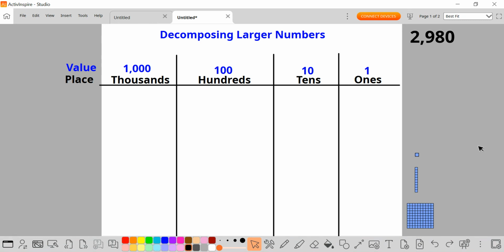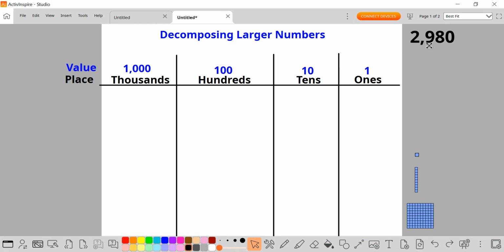All right, previously we talked about our places and their values. So our values are in blue, and our places are in black. When we're looking at the ones place, we know it has a value of 1, tens place, 10, hundreds place, 100, thousands place, 1,000. So when we're decomposing a number, we want to think about its parts. We want to know how many ones, how many tens, how many hundreds, how many thousands they have.